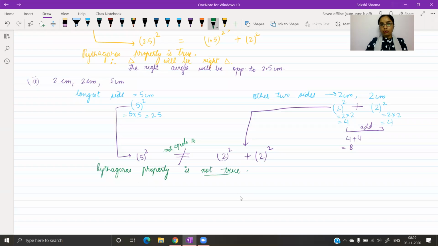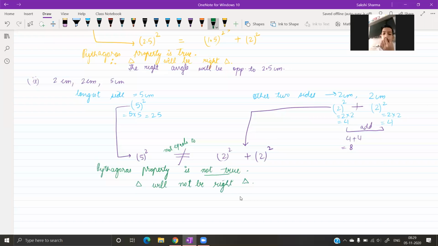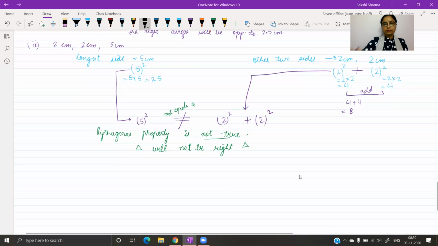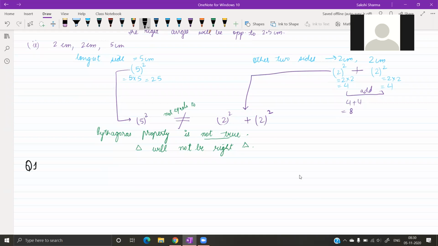The property is not true. Triangle will not be a right triangle. I hope you've written. Yes, ma'am. Now we are going back to question number 1. If anyone's writing, tell me.